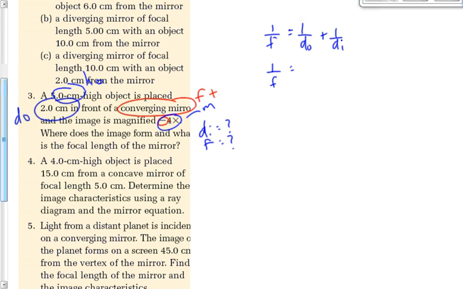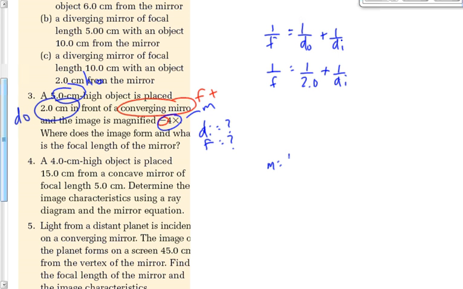DO is 2. Hey, can we use centimeters there? Is that okay? The units cancel in these equations, right? In both of these equations. If you'd rather convert it to meters because you're used to doing that, then that's fine. But you don't need to in any of these problems involving mirrors. Leave it in centimeters if you want. You just got to be consistent. DI, oh, we don't know what DI is, do we? Okay, so that's not very helpful. Not yet.